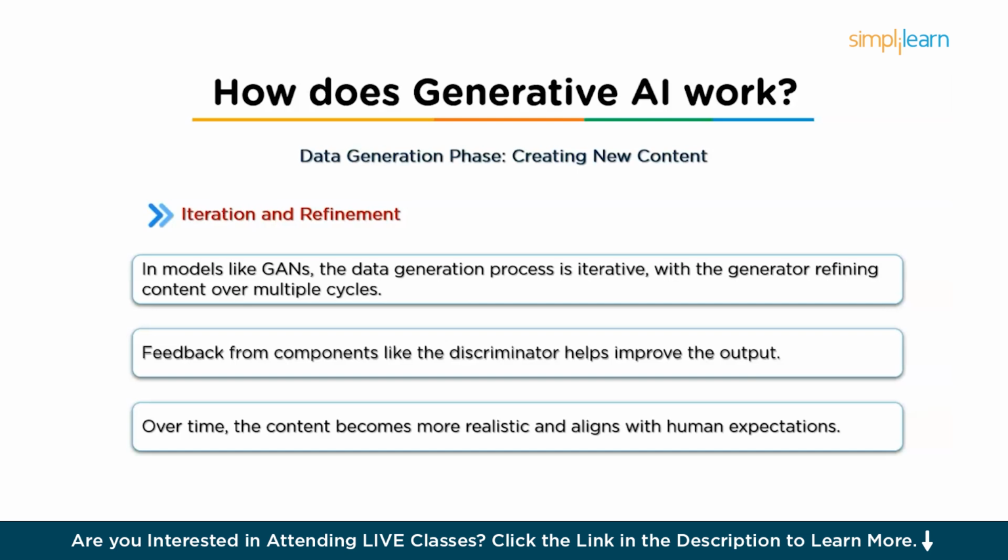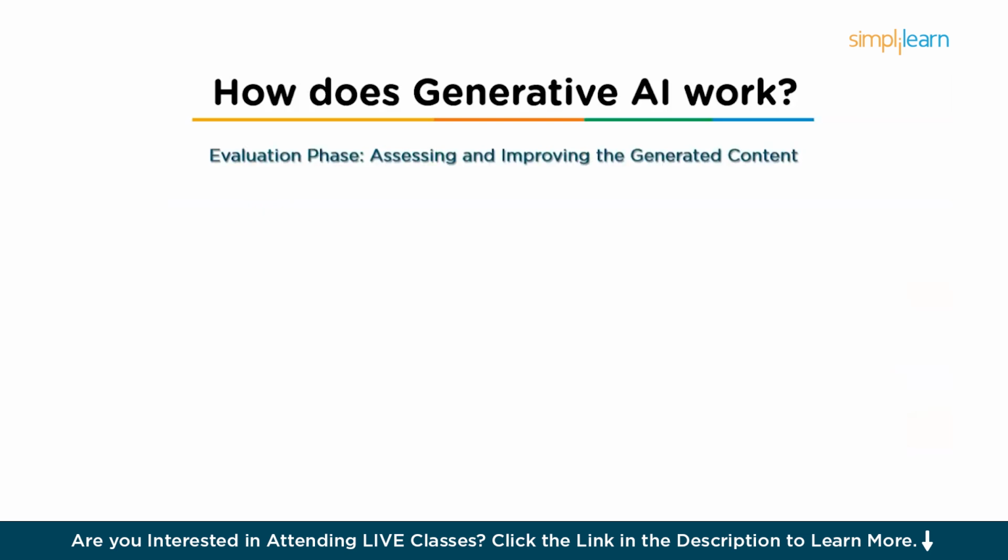Once the training phase and the data generation phase are over, the next phase is of course the evaluation phase, which is assessing and improving the generated content. Once the content has been generated, we have to evaluate it. This phase involves checking whether the generated content meets certain criteria such as realism, relevance, coherence, and creativity. The evaluation phase can be done through both automated and human-driven processes, and it can occur in real time or in a post-generation step.